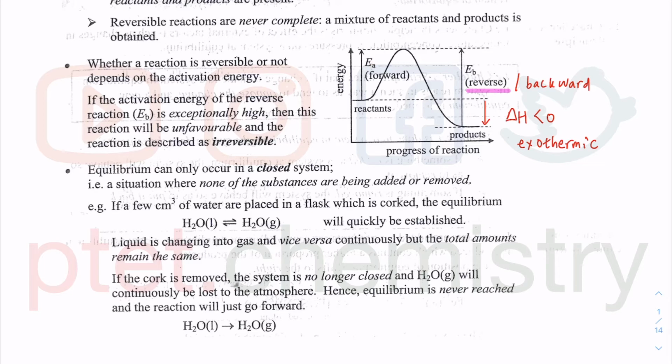Equilibrium can only occur in a closed system. So you've got to know the definitions of reversible reactions, the definition of equilibrium, and the definition of a closed system. What is meant by closed system? None of the substances are added or removed. No reactants are added, no products can leave the system. Everything stays within the closed system, nothing comes in, nothing goes out. That's the whole idea.